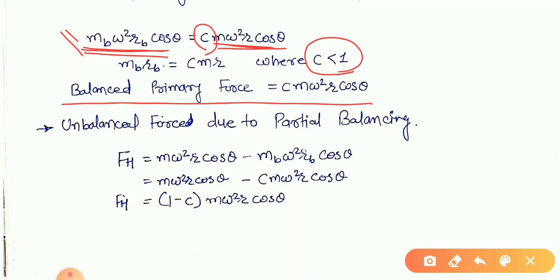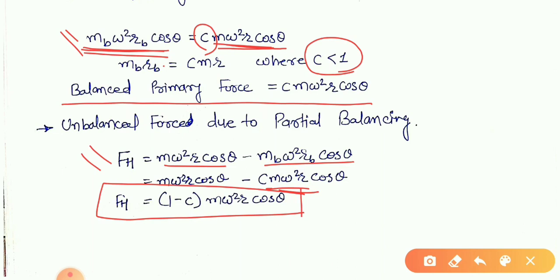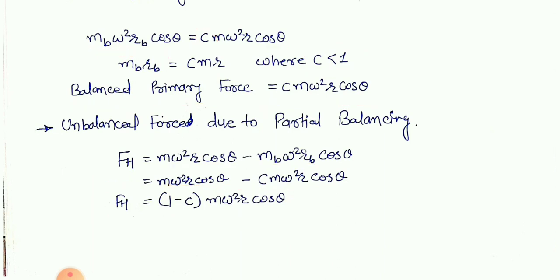Now the unbalanced force due to partial balancing in the horizontal direction will be F P, m omega square r cos theta, minus the balancing mass component, m b omega square r b cos theta. Since we are partially balancing, we put the value in here. So we get the horizontal unbalanced force equal to (1 minus c) m omega square r cos theta.